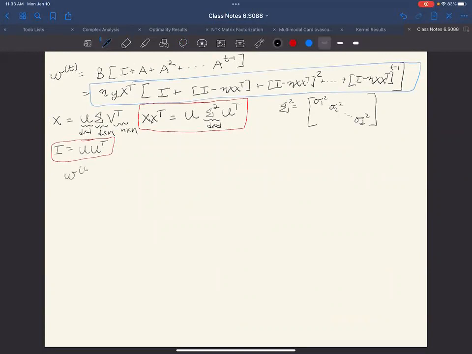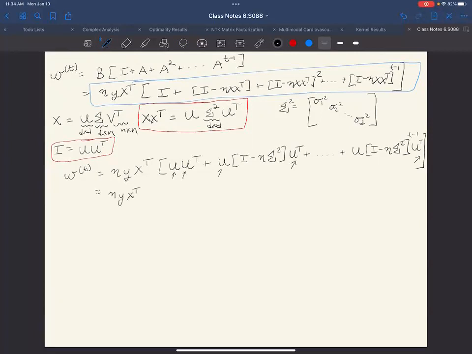So I'm going to have W_T is eta y x transpose, U U transpose, identity minus eta XX transpose. This thing is going to be U, the identity minus eta sigma squared, U transpose. And similarly, because we know the power of matrices in terms of this eigen decomposition just commutes with the eigenvalues in the middle, this is going to be all the way up to U, I minus eta sigma squared to the T minus 1, U transpose. Now we have a U and a U transpose everywhere. We're just going to pull these out of this inner expression. I'm going to have a U, identity minus eta sigma squared, identity minus eta sigma squared to the T minus 1, U transpose.